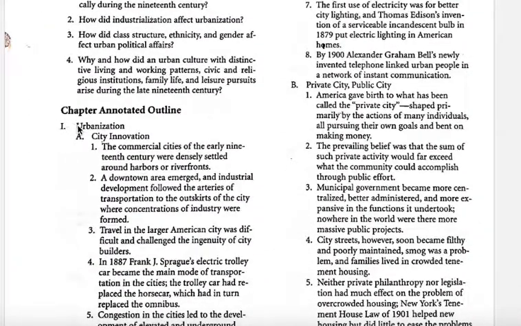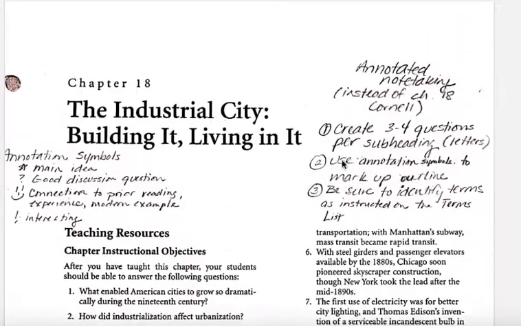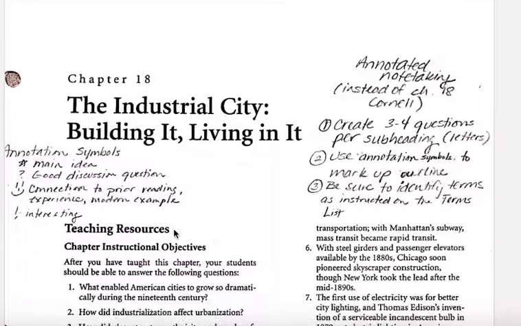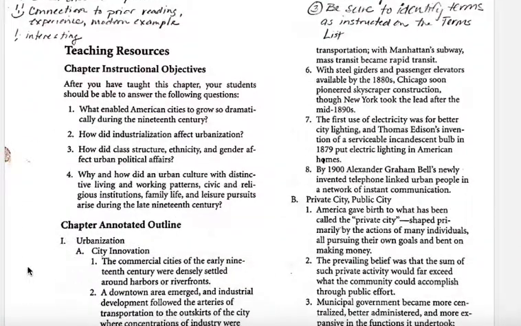So as I'm reading through here, I see urbanization and city innovation and inventions. It says the commercial cities of the early 19th century were densely settled around harbors and riverfronts. A downtown area emerged. Industrial development followed the arteries of transportation to the outskirts of the city where concentrations of industry were formed. I continue reading. So as I'm reading, I'm going to create 3 to 4 questions that would be answered by this information. So you're going to do this in pen or pencil on the actual paper, but I'm going to kind of show you how you're going to annotate this.